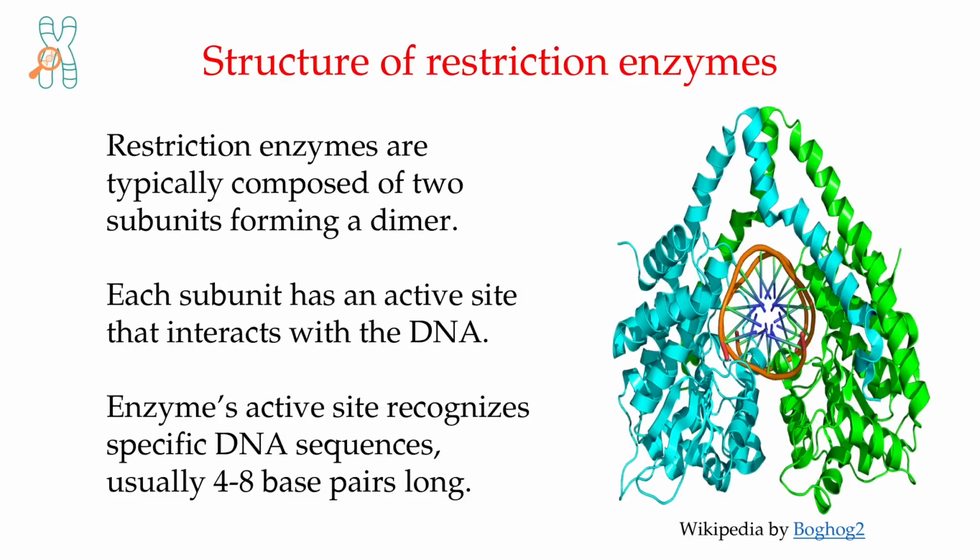Structure of restriction enzymes. Restriction enzymes are typically composed of two subunits forming a dimer, as you can see here, a subunit and another subunit forming a dimer. Each subunit has an active site that interacts with DNA. The enzyme's active site recognizes specific DNA sequences, usually from 4 to 8 base pairs long.